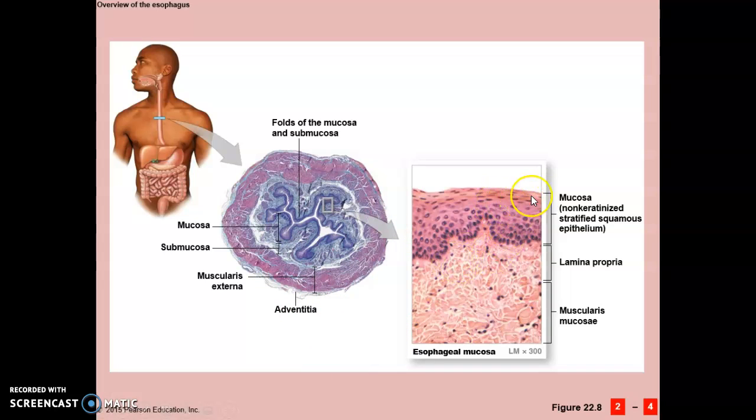The esophagus is lined with stratified squamous epithelium. You need to know all of your different layers. You probably remember from the earlier PowerPoints that the layers are mucosa, submucosa, muscularis externa, and serosa or adventitia.